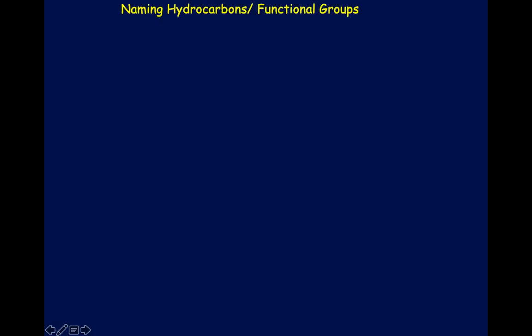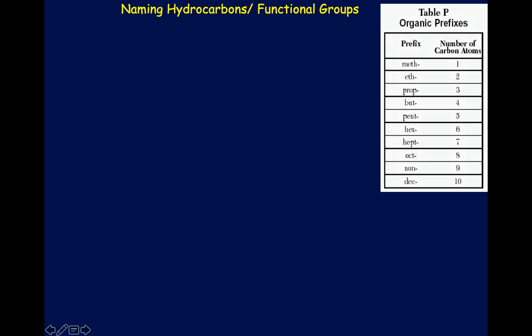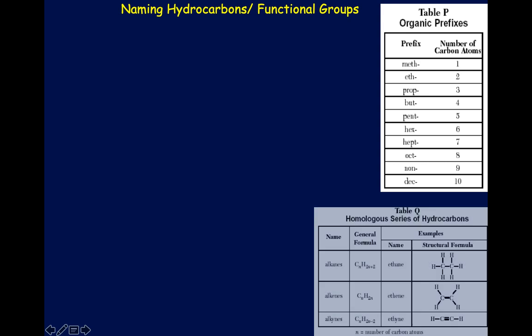Next thing, last thing is how we actually name these things. How we're going to actually name these things is a little bit of a practice, and this is going to be the last thing we're going to do. So what we're going to do is use our prefix and our suffix tables. The prefix is the number of carbons. The suffix is whether you have an alkane, alkene, or alkyne.